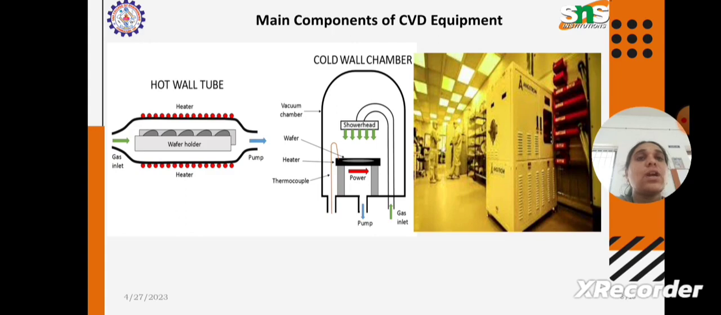And these are the hot wall tube and cold wall chamber. The gas is let in, and the wafer holder at both top and bottom is heated in the oven. We pump out the product, and this is the cold wall chamber.